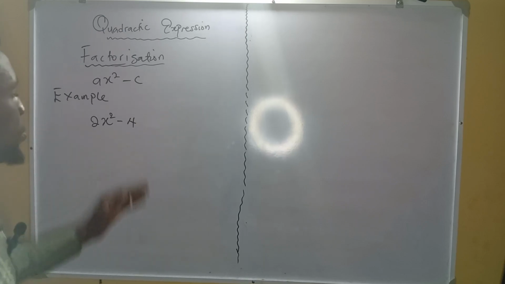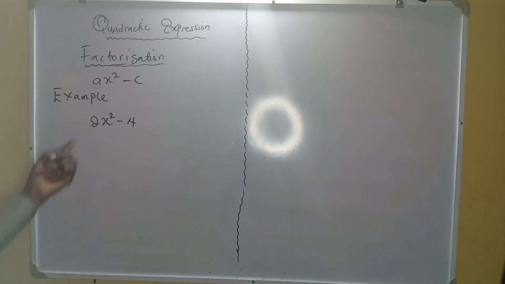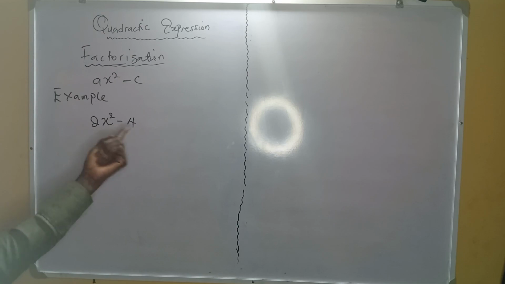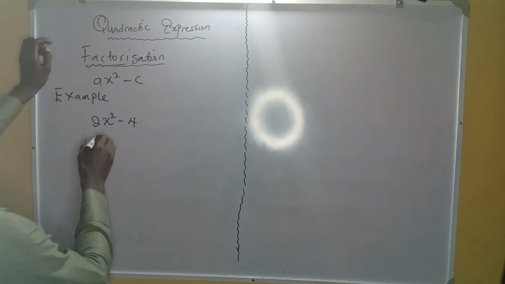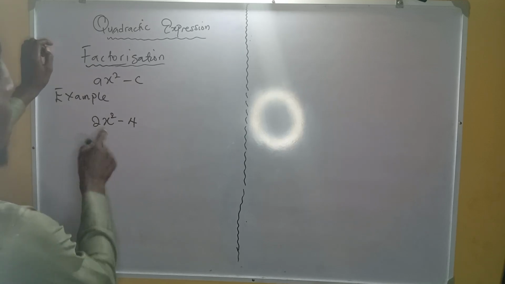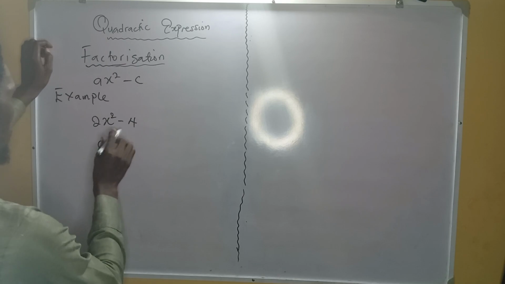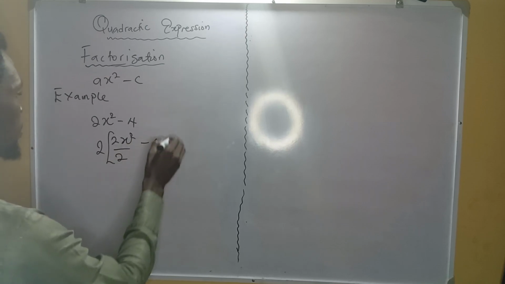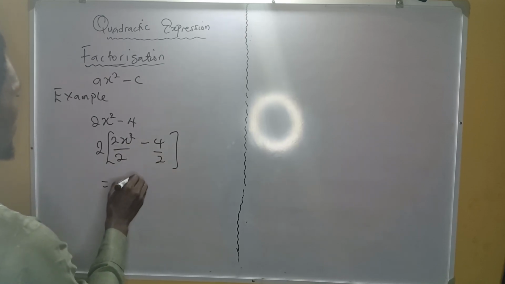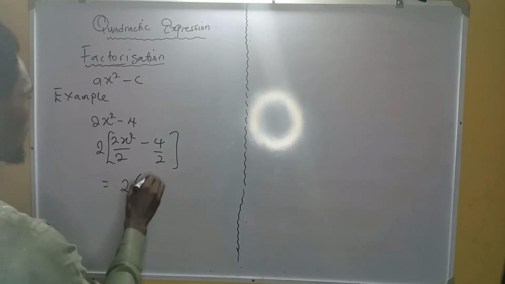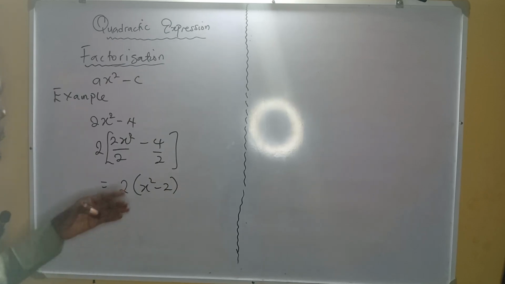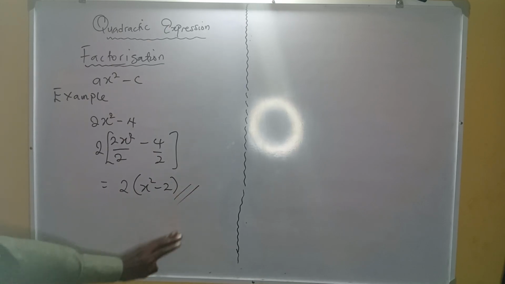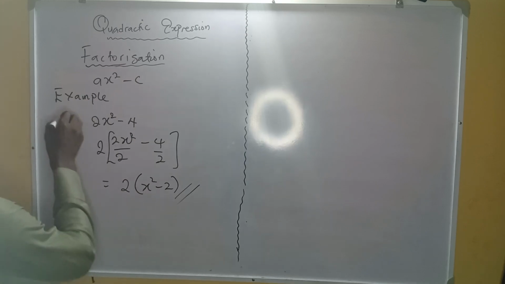and you're asked to factorize. This is very simple. You notice that you have 2 as a common factor. So you have 2x squared divided by 2 minus 4 divided by 2, and what you have here is x squared minus 2. For this particular expression, there's nothing you can do again. This ends.